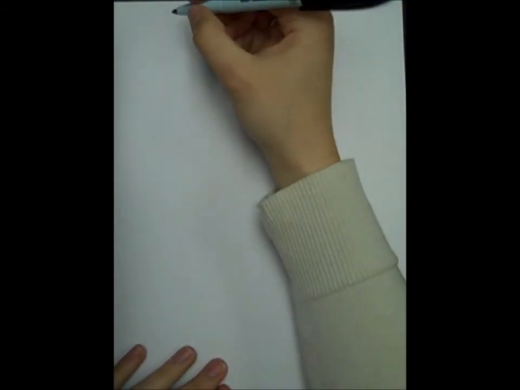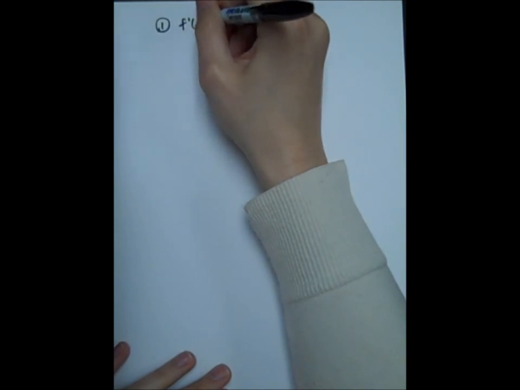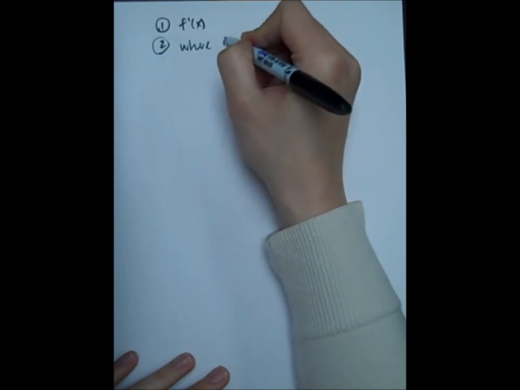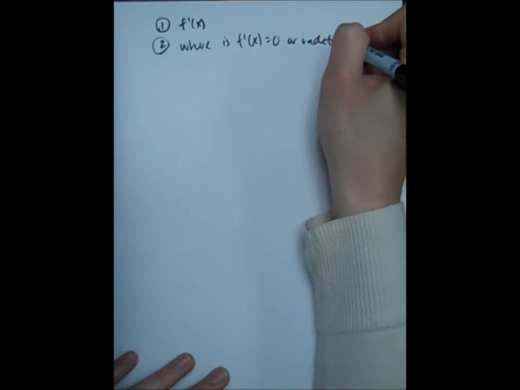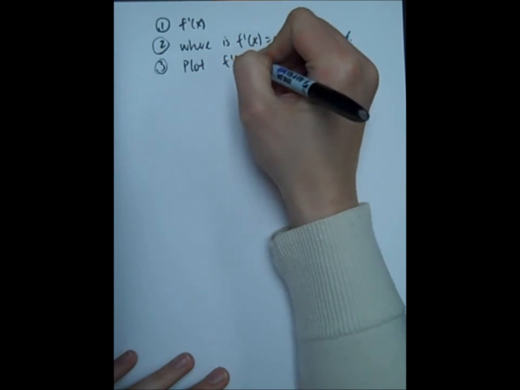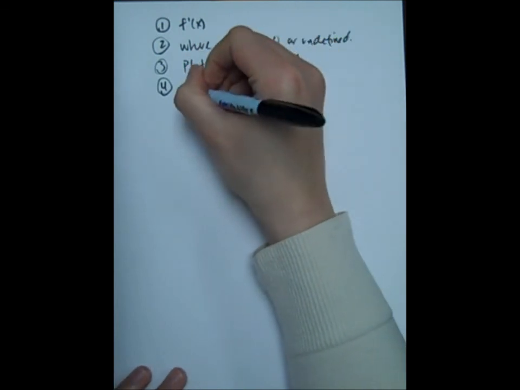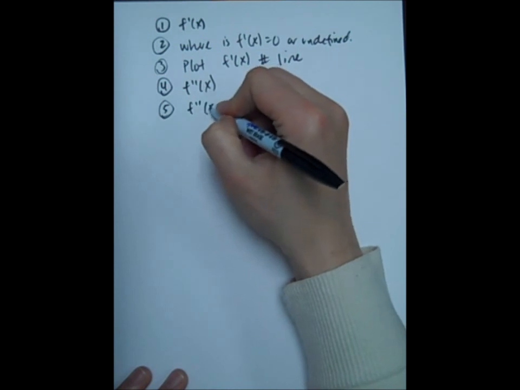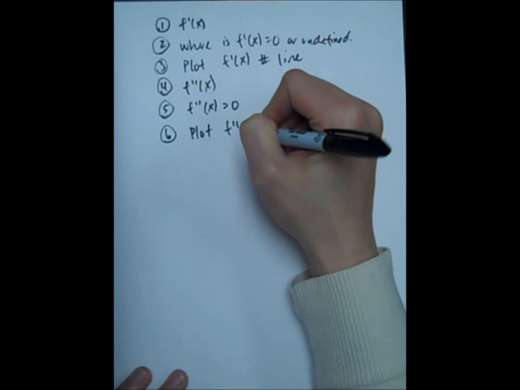Whenever we do the increasing, decreasing, concave up, concave down, first thing you're going to do is find f prime of x. Then you're going to say where is f prime of x equal to 0 or undefined. Then you're going to plot your f prime number line. Next, you're going to find f double prime, and you're going to say where is f double prime equal to 0, and then you're going to plot the f double prime number line.